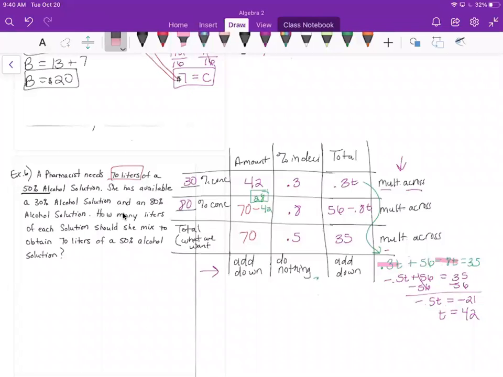All right, guys, that's it for today. That is how to use systems of equations to solve word problems.